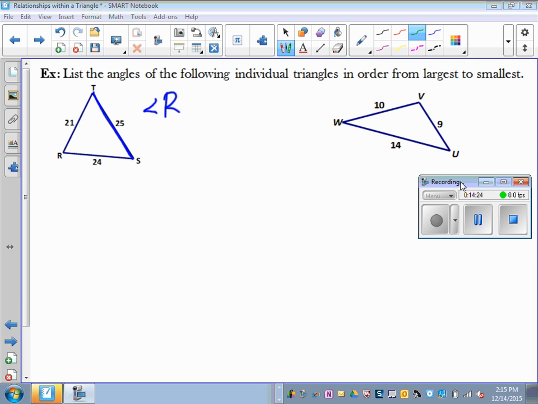Okay, what's my next largest side? RS. Good, RS. And what is the angle opposite of RS? Good, so that means angle T is going to be my next largest angle. And then what's my smallest side? Good, RT. And the angle opposite of that is S. So angle S is going to be my smallest.